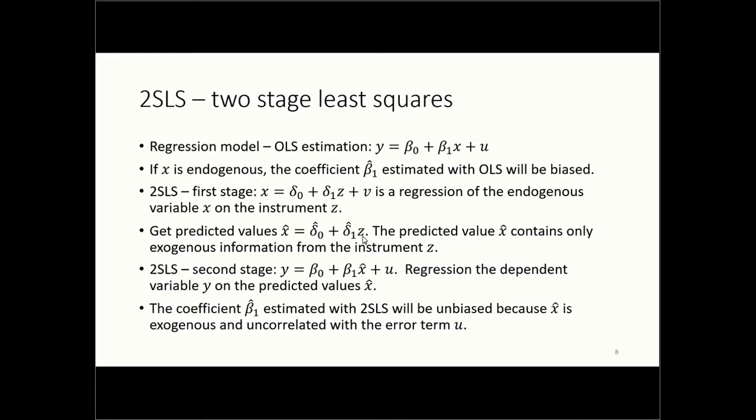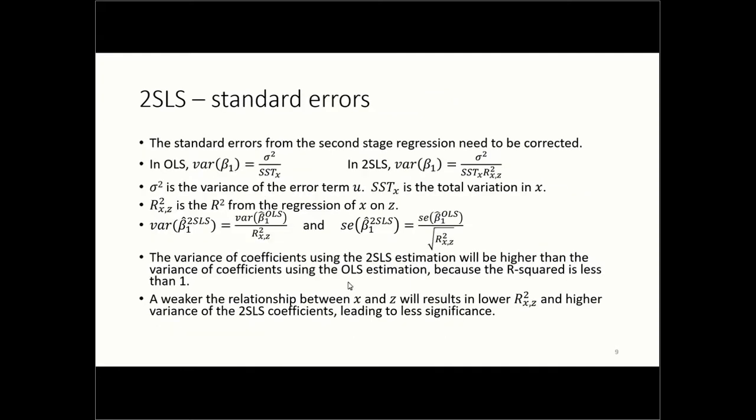So this would be the procedure to calculate a two-stage least squares coefficient. Again, in the first stage, we regress the endogenous variable on the instrument and get the predicted values. Then in the second stage, we replace the endogenous variable with the predicted value and estimate this regression to find the coefficient.